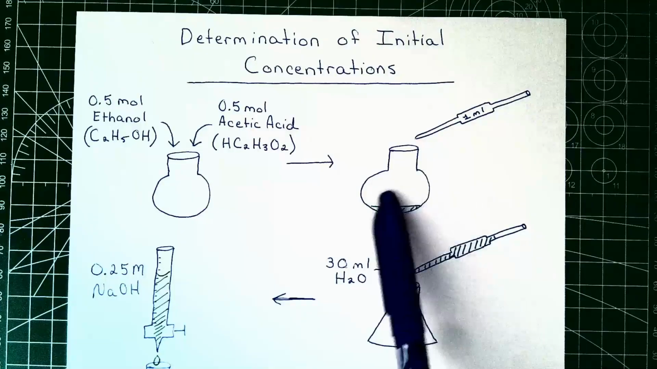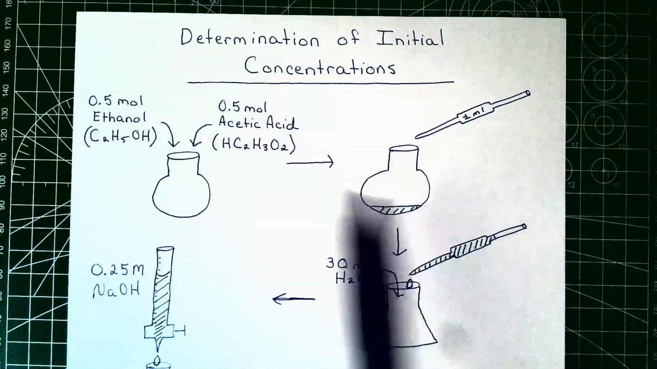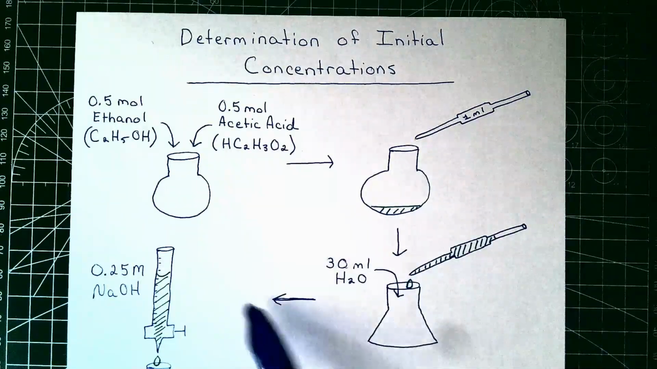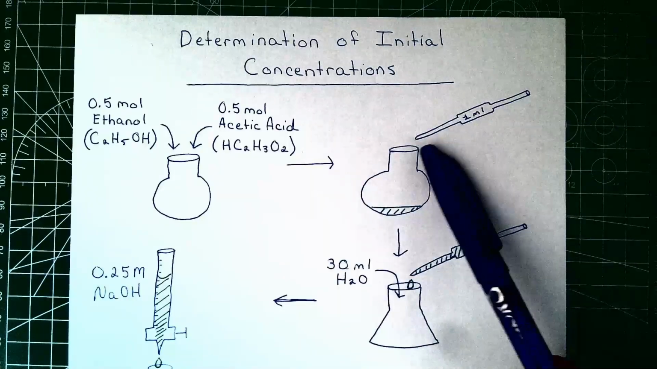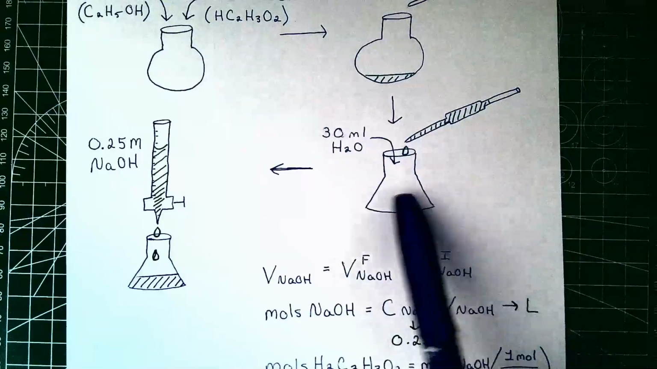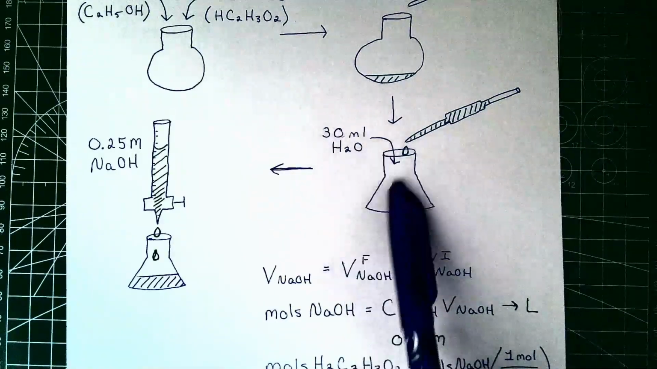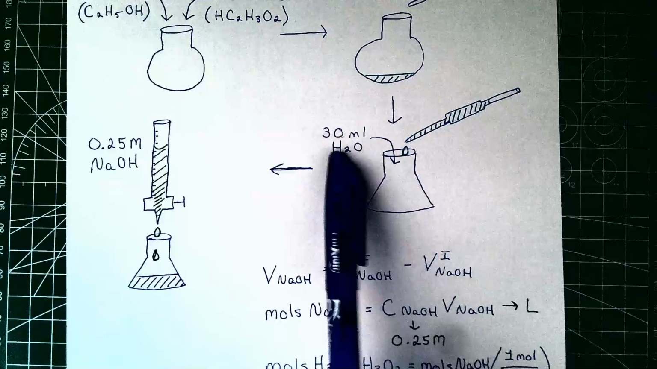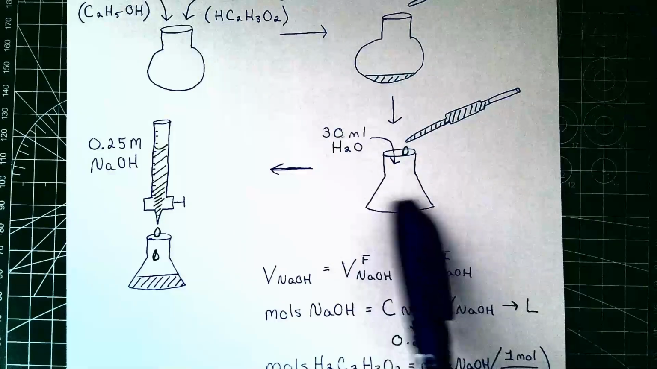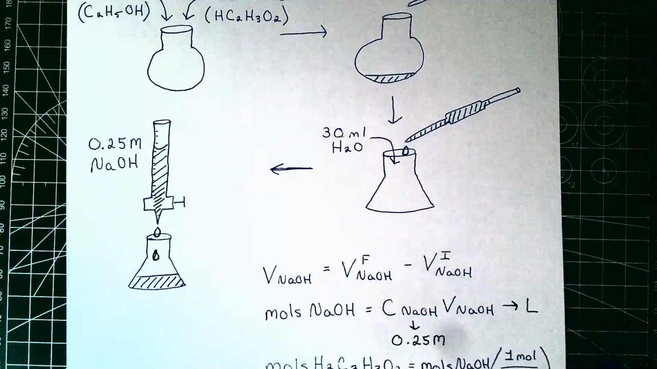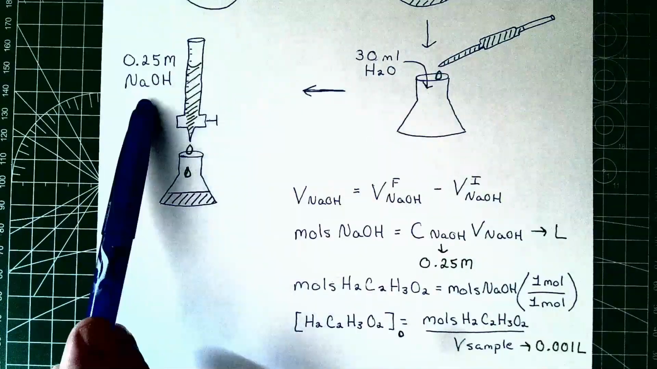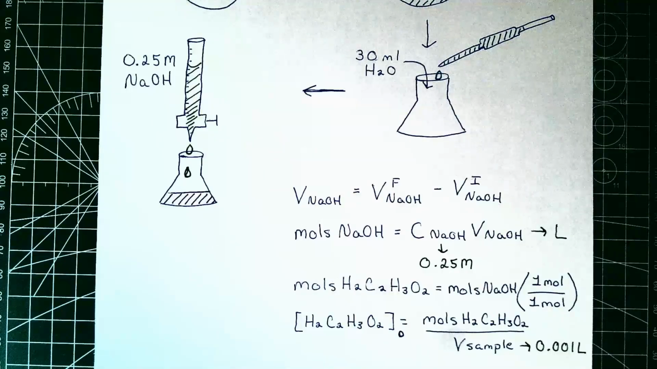So since this isn't reacting yet, we can get the initial concentration of acetic acid that we have in our solution in a very accurate way using titration. What we'll do is we're going to pull off a 1 milliliter sample. We're going to put that into an Erlenmeyer flask. We're going to add 30 mLs of water. This 30 mLs of water isn't going to enter into our calculations anywhere. It's just to give us enough liquid in the bottom here to get an accurate titration. We're then going to titrate it with 0.25 molar sodium hydroxide to a phenolphthalein endpoint.